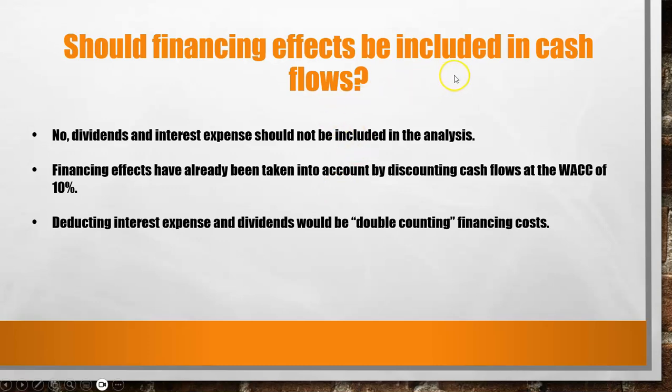Should financing effects be included in cash flows? Nope. Dividends and interest expense should not be included in the analysis. Financing effects have already been taken into account by discounting cash flows at the weighted average cost of capital of 10%. So we bake that into our equations, into how we're looking at this. And if we did, it would be double counting it.